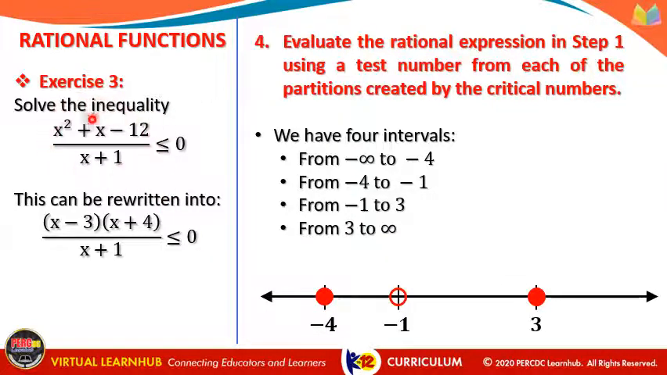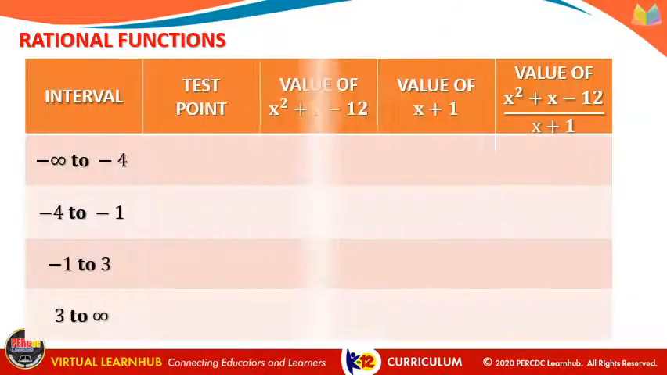Again, to make things more organized for us, let us use our table. Pili ulit tayo ng mga test points. Yung negative infinity to negative 4, ang pinili ko na lang dito is negative 5. Yung from negative 4 to negative 1, ang pinili ko ay negative 2. Yung from negative 1 to positive 3, ang pinili ko ay positive 2. And lastly, yung 3 to infinity, ang pinili ko na lang ay 4.